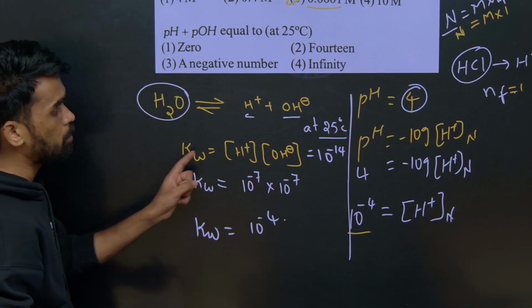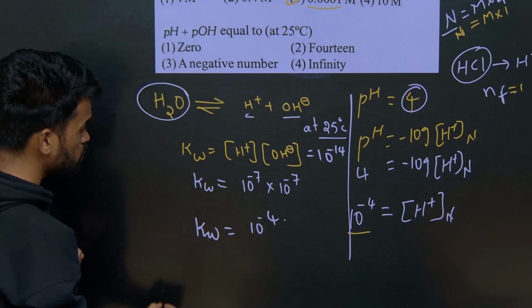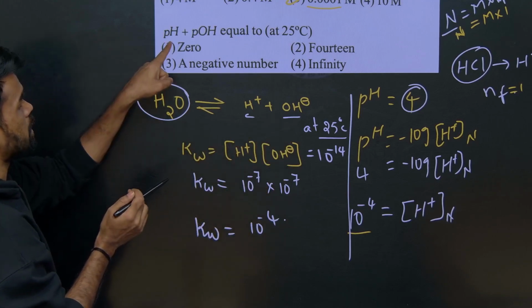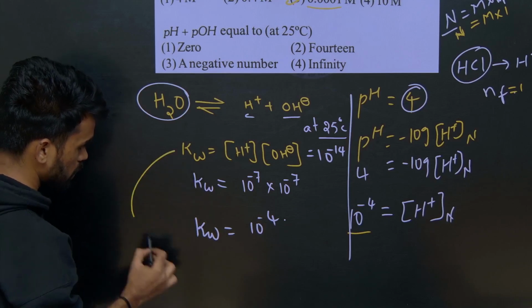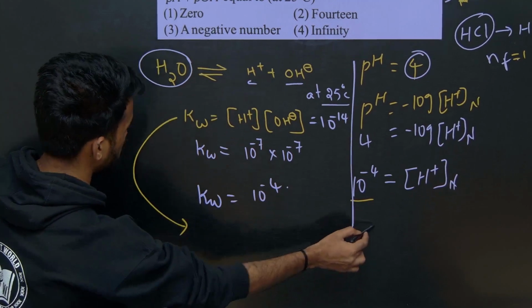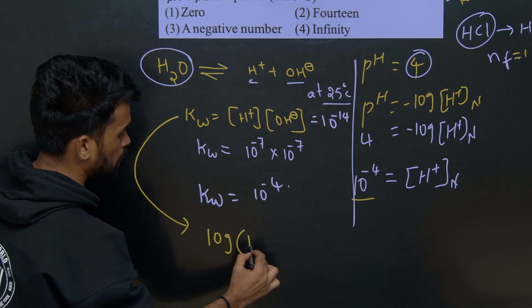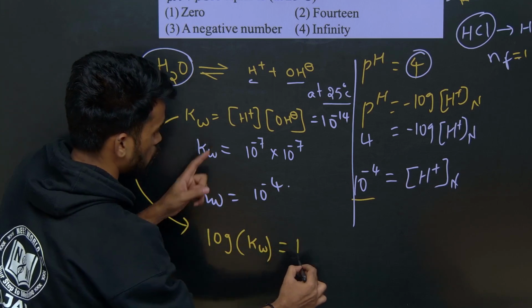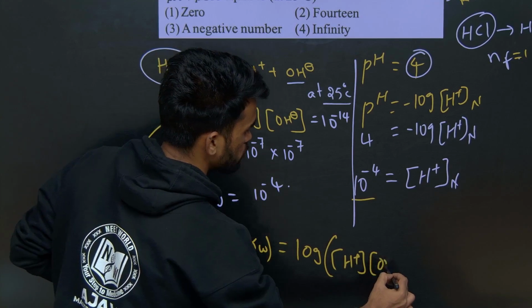Now apply minus log to this, I mean make it in the form of pH, because they are writing pH plus pOH. So look here, what I am doing is applying log on both sides: log Kw equals log of concentration of H plus times concentration of OH minus.